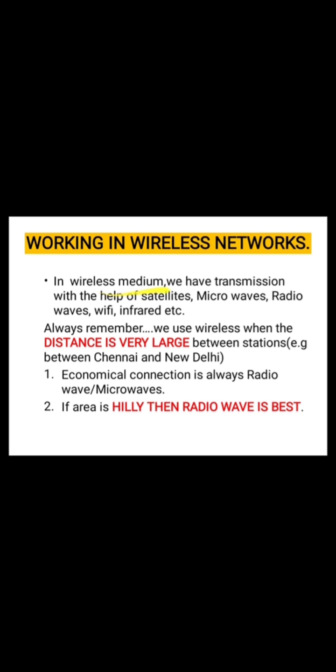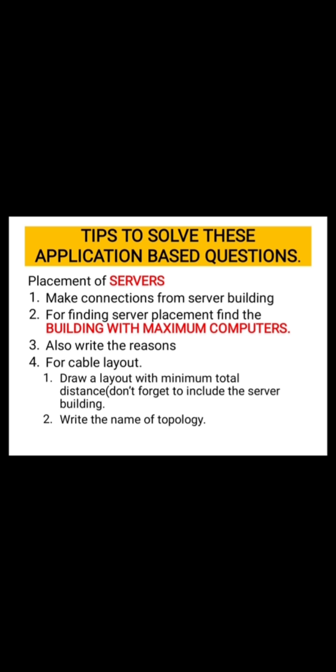In wireless medium, we have transmission with the help of satellites, microwaves, radio waves, Wi-Fi, infrared and so on. There are n number of devices and n number of technologies through which we can set up a wireless network. Always remember, we use wireless when the distance between the stations is very large. And if I talk about the economical and cheapest connection, there you have to use radio waves or microwaves.